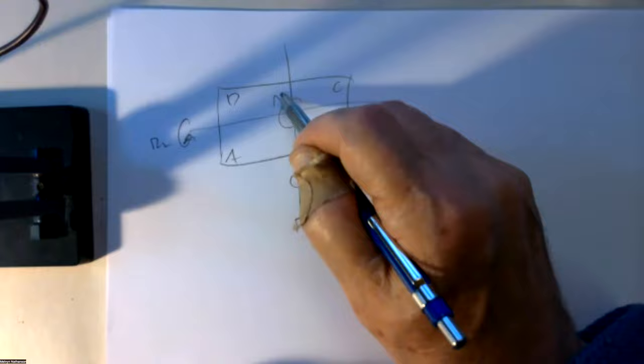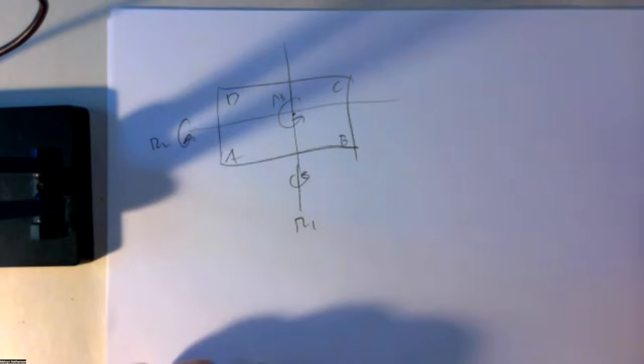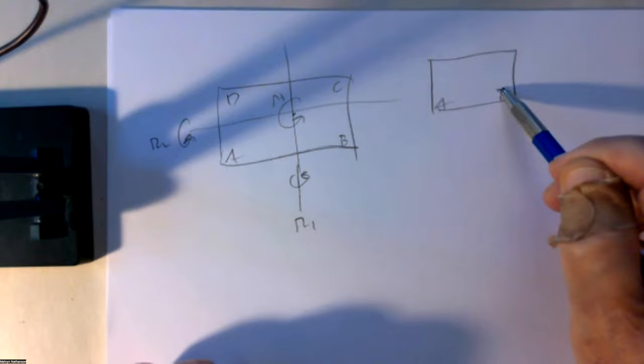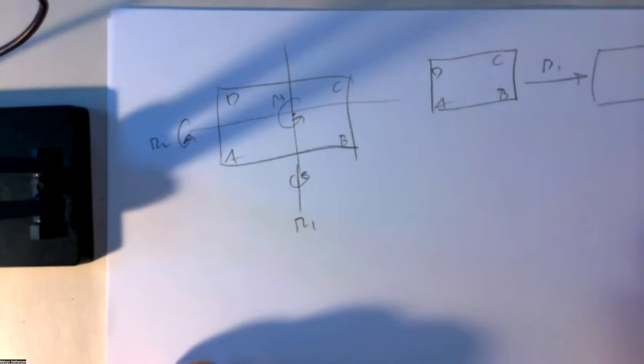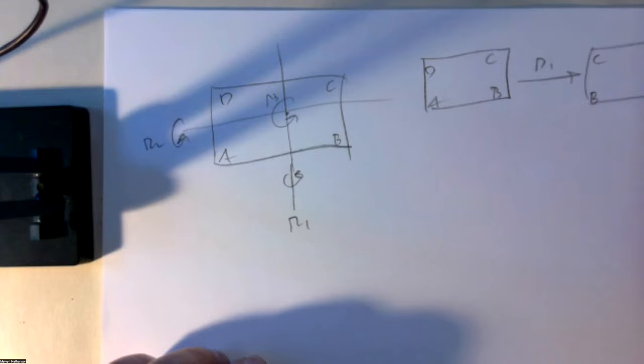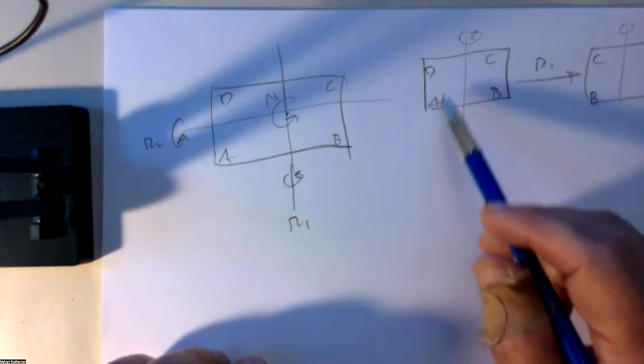So let's see what happens. If I take A, B, C, D, and I perform the rotation R1, which is flipping it over vertically, then this becomes BC, and this becomes AD, right? That's when I flipped it like that. The CB ends up over here, and the DA ends up over here.